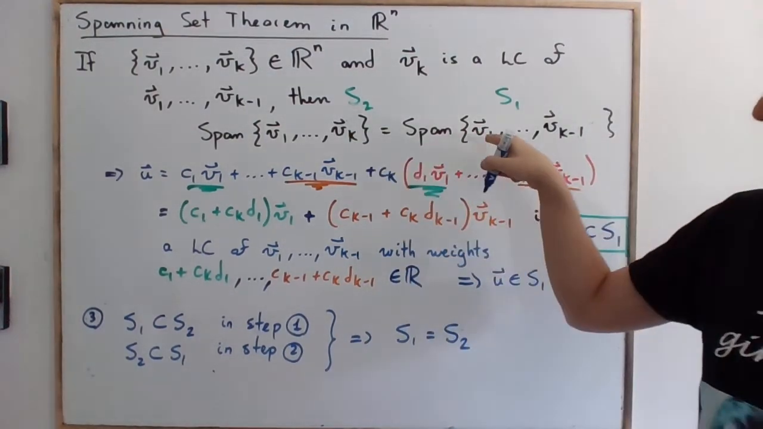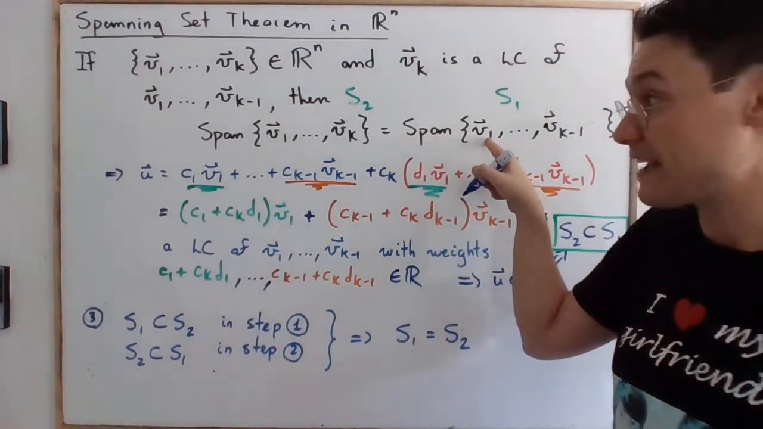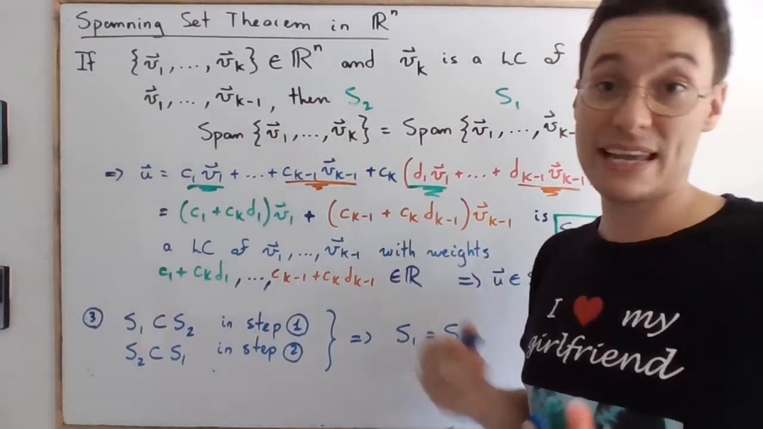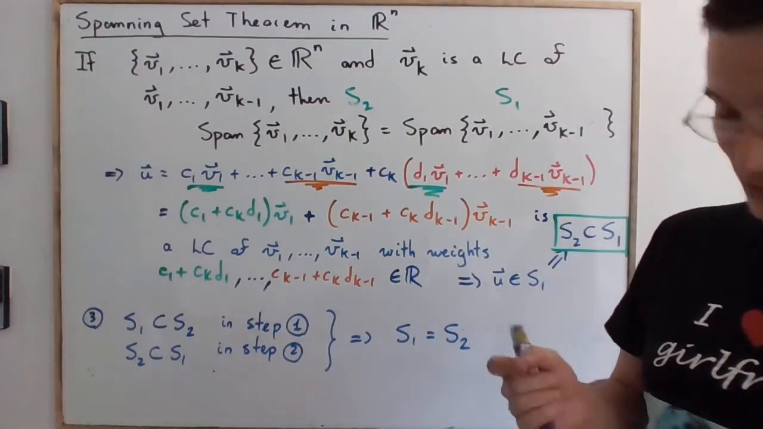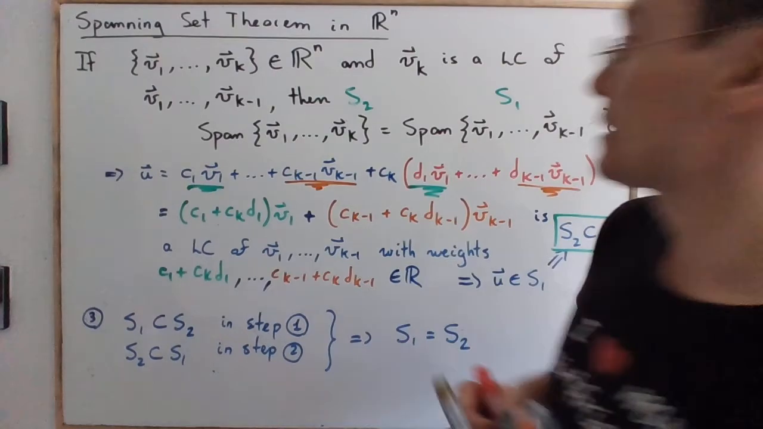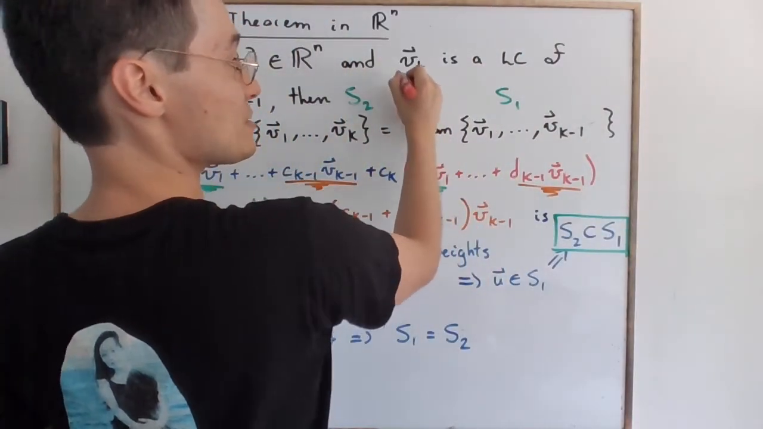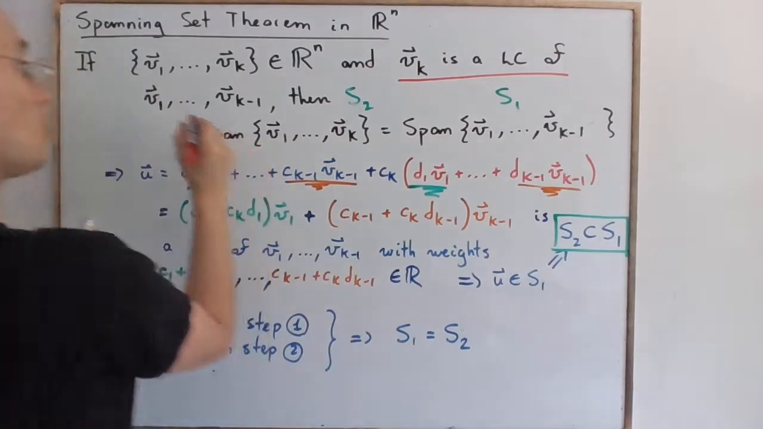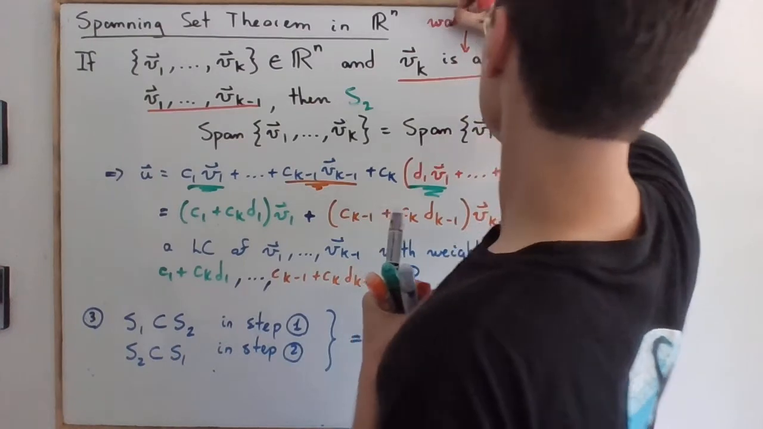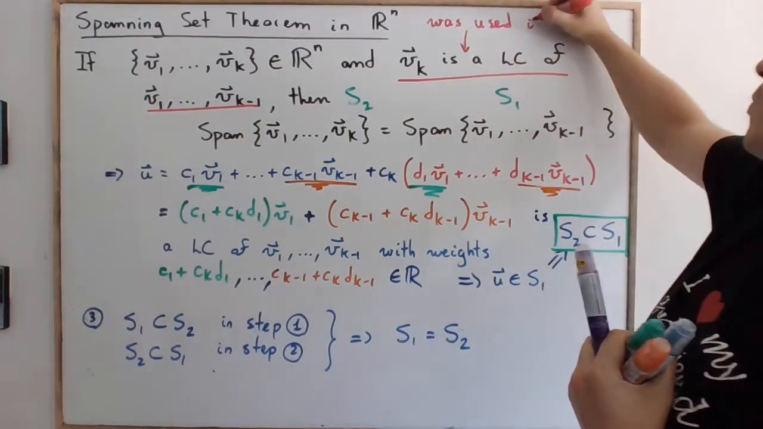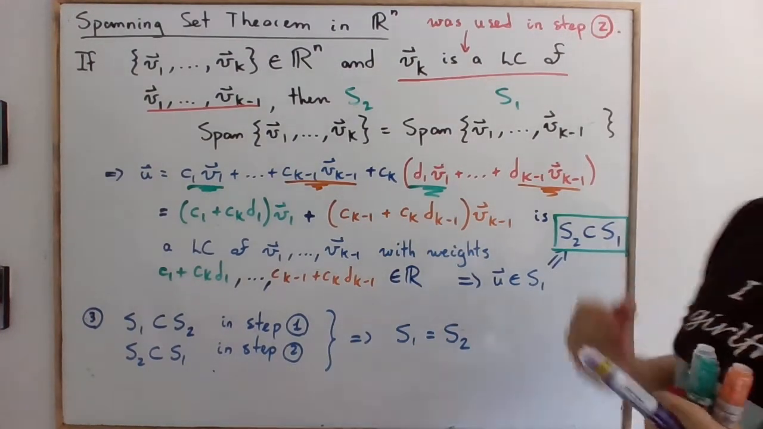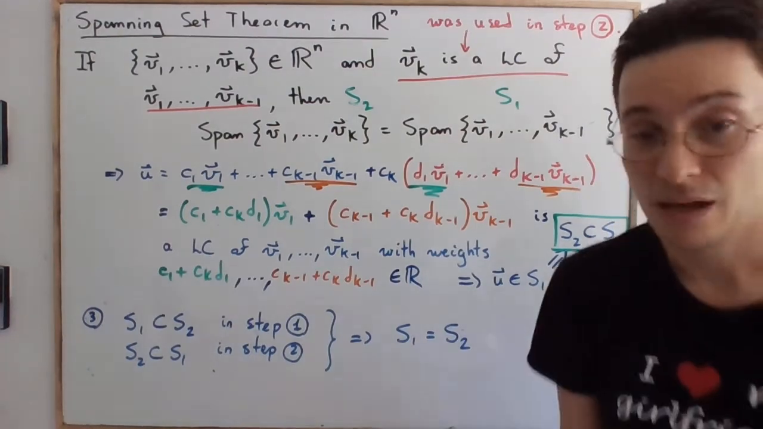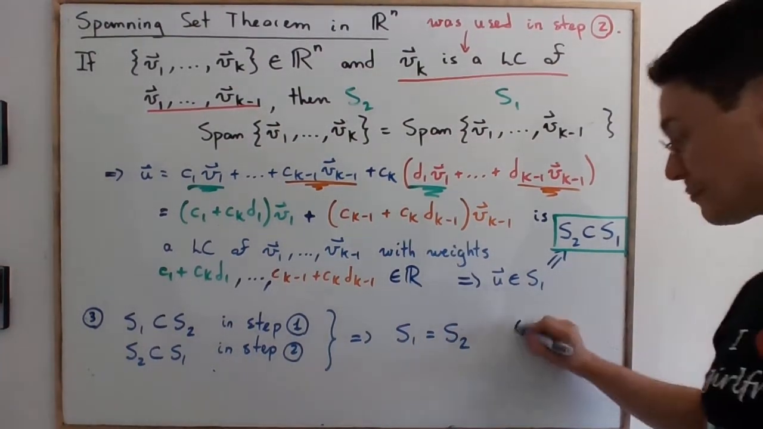So in other words, the span of the first k minus 1 vectors is equal to the span of the first k vectors. And keep in mind that this hypothesis, let's put it in red, this hypothesis over here, this was used in step 2. And obviously this completes the proof.